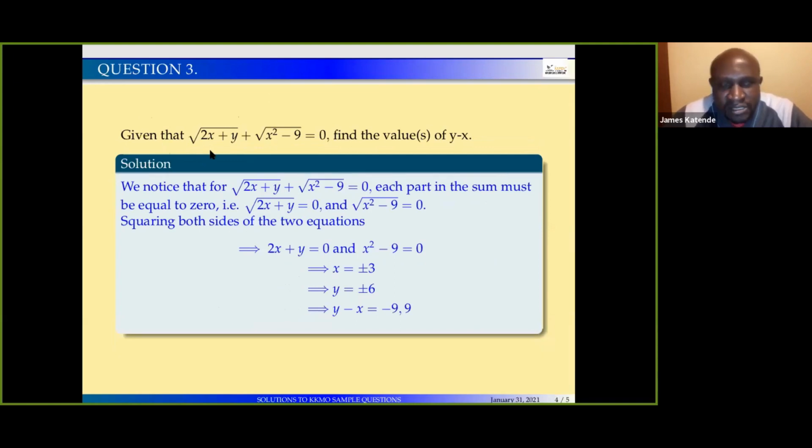So this question asks, given that the square root of 2x plus y plus the square root of x squared minus 9 is equal to 0, find the values of y minus x. So that is, if there are more than one possible case, then we'll have to find the values. Otherwise, there may be just one.